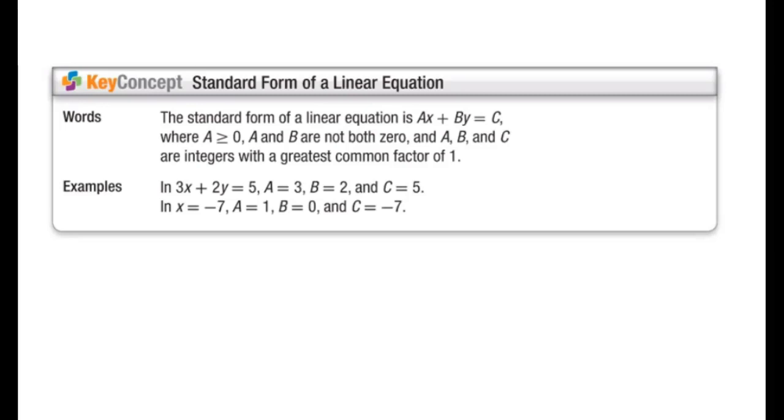Okay, so verbally what it says is that the standard form of a linear equation is ax plus by equals c, where a is greater than or equal to 0, a and b are not both 0, and a, b, and c are integers with a greatest common factor of 1.